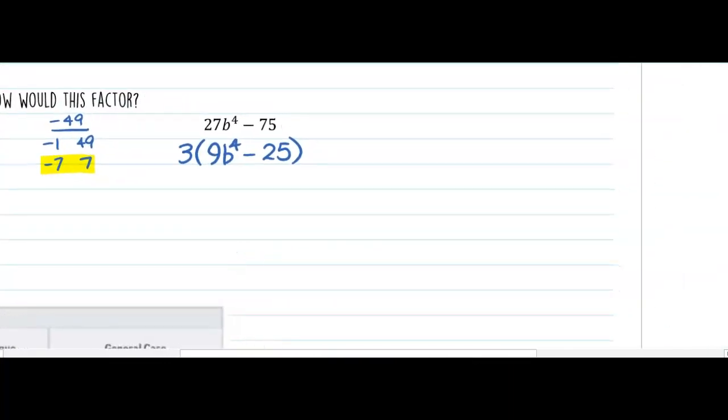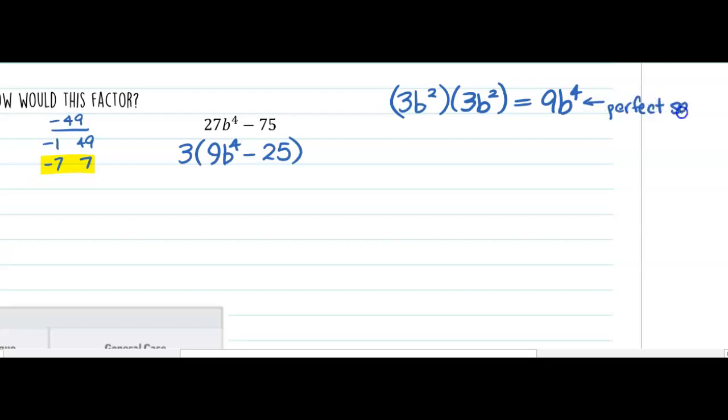Is there something I can multiply by itself to get 9b to the 4th? Yes, 3b squared. If I multiply it by itself, I get 9b to the 4th. So this is a perfect square. How about 25? That's just going to be 5 times 5. That is also a perfect square. And I have subtraction here. Now, if this was a plus, I couldn't do this process. It has to be subtraction.